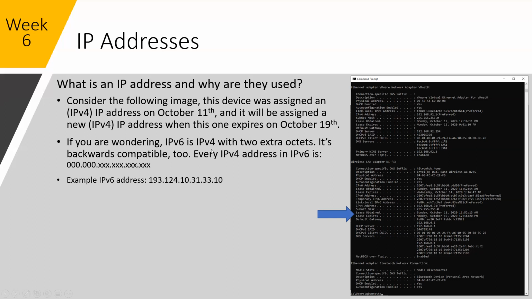IPv6 is backwards compatible with IPv4. It just has 2 extra octets at the beginning. Your IPv6 address would look something like this. It can also be read in hex, which is why you can see letters and numbers mixed in there. An example of an IPv6 address here is 193.124.10.31.33.10, which has 2 extra octets at the beginning of it.